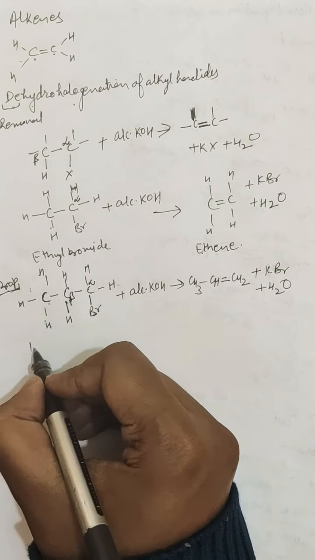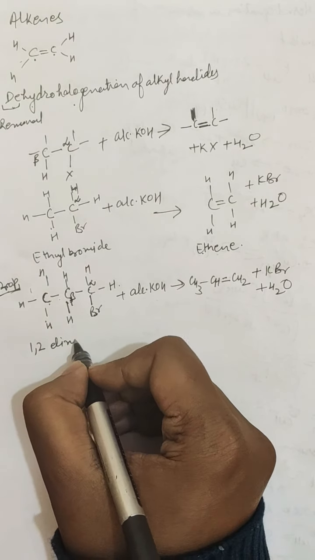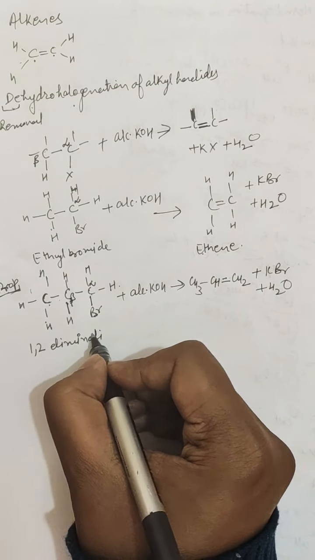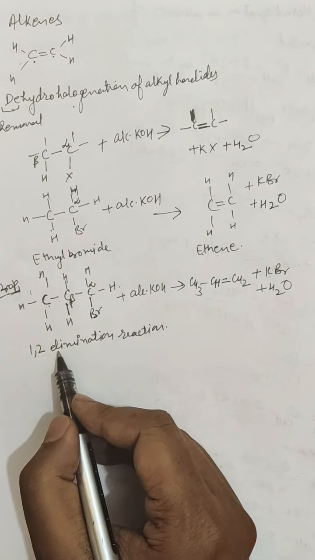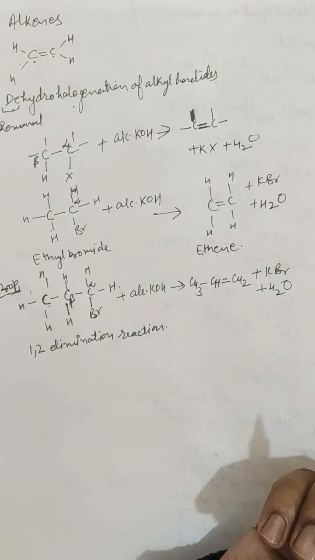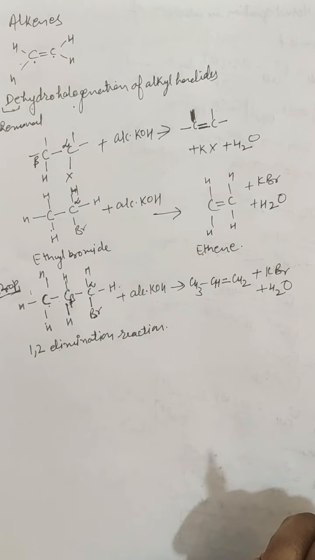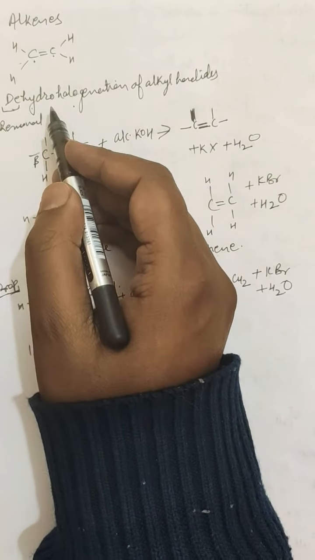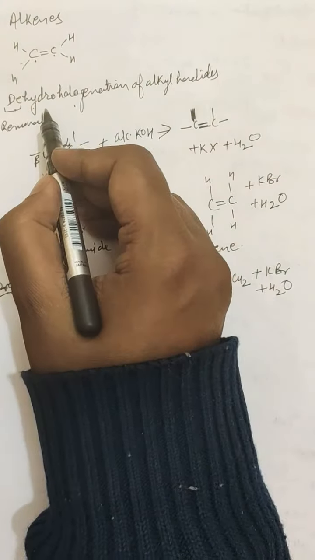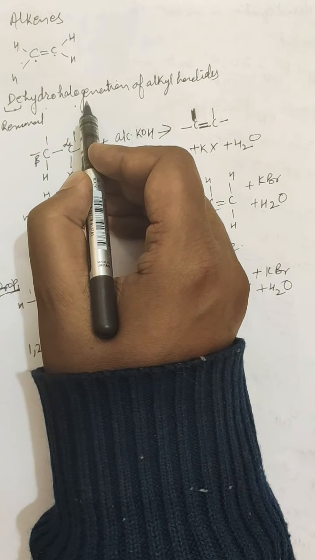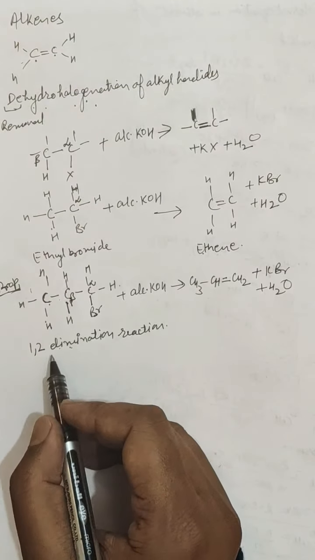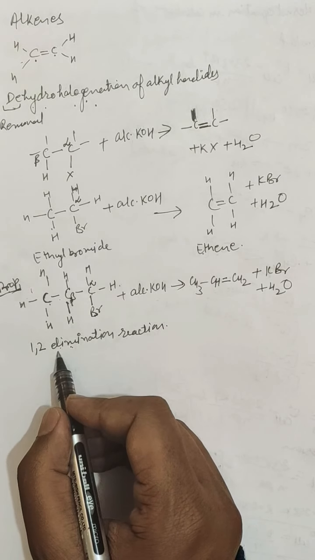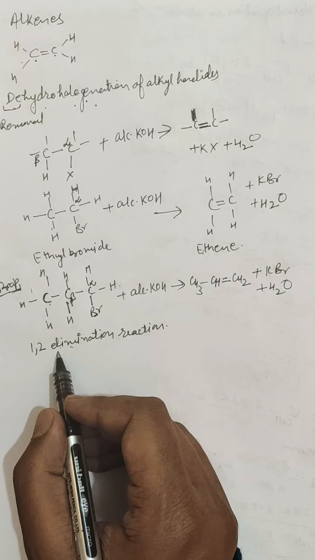So these are called 1,2 elimination reactions. Elimination means removal. The simple meaning of the word eliminate is removal. So this is elimination or dehydrohalogenation. What are eliminated? Hydrogen plus halogen are eliminated. So particularly they are called dehydrohalogenation reactions, and generally they are called elimination reactions, 1,2 elimination reactions.